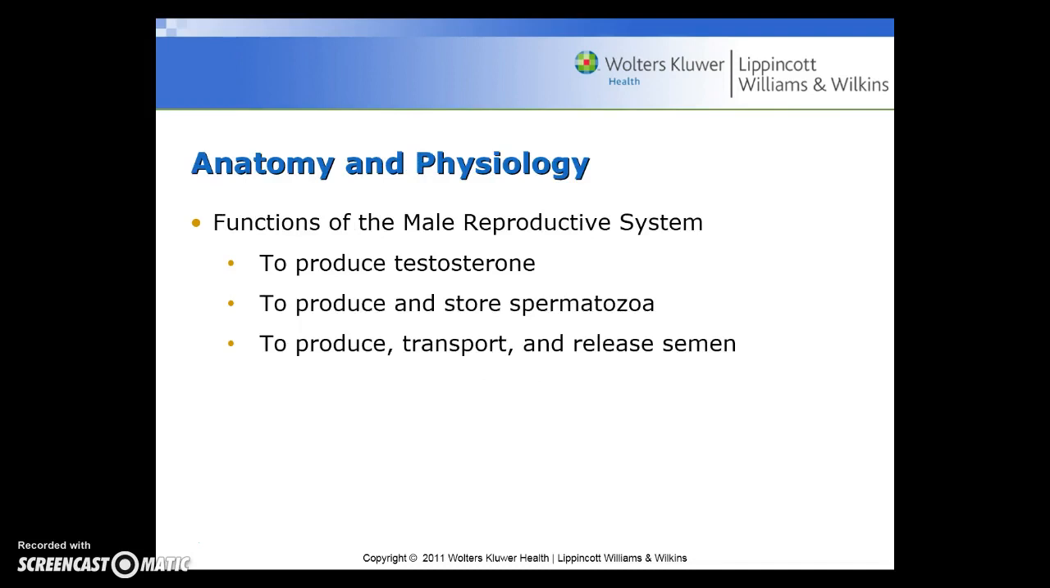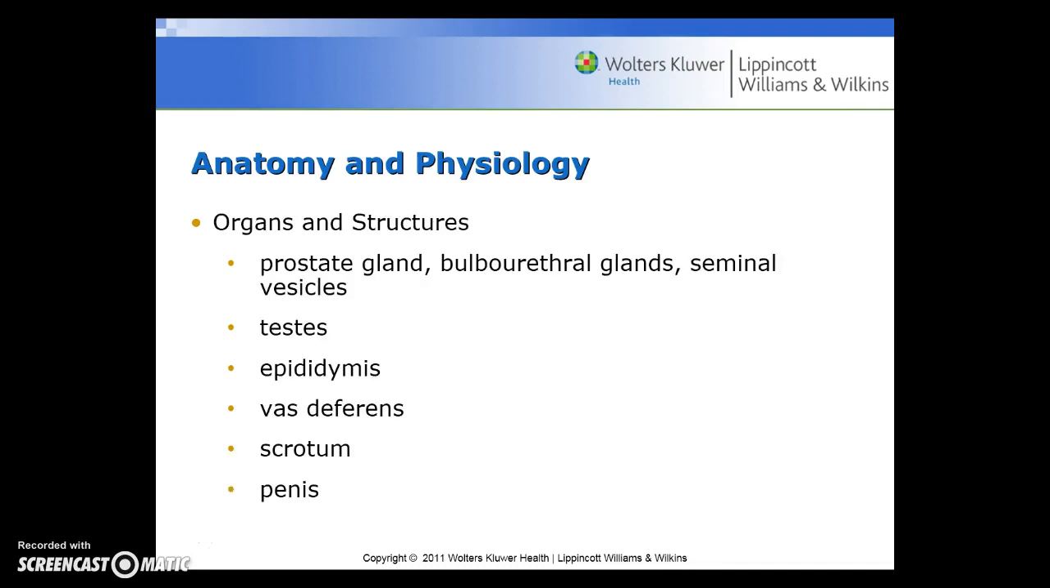So first you need to understand the anatomy and physiology of this system. The functions of the male reproductive system are to produce testosterone, to produce and store spermatozoa, and to produce, transport, and release semen. The organs and structures involved in this system include the prostate gland, the bulbourethral glands, the seminal vesicles, the testes, the epididymis, the vas deferens, the scrotum, and the penis.